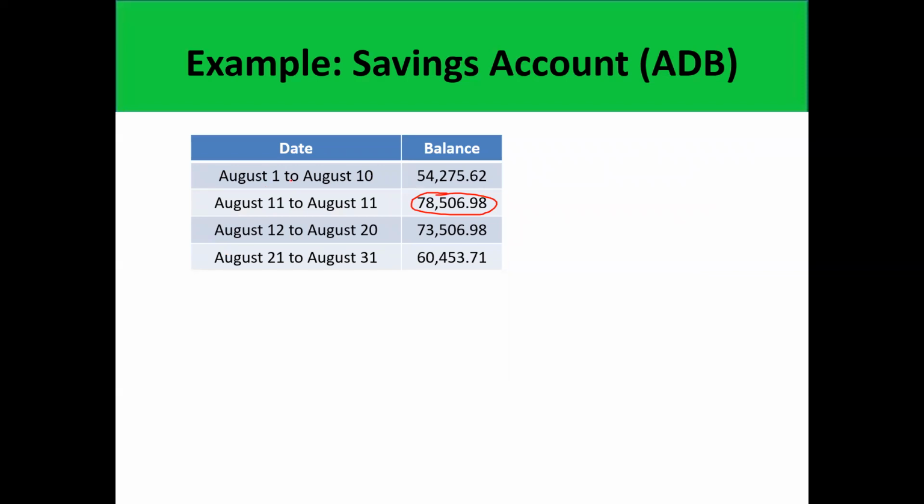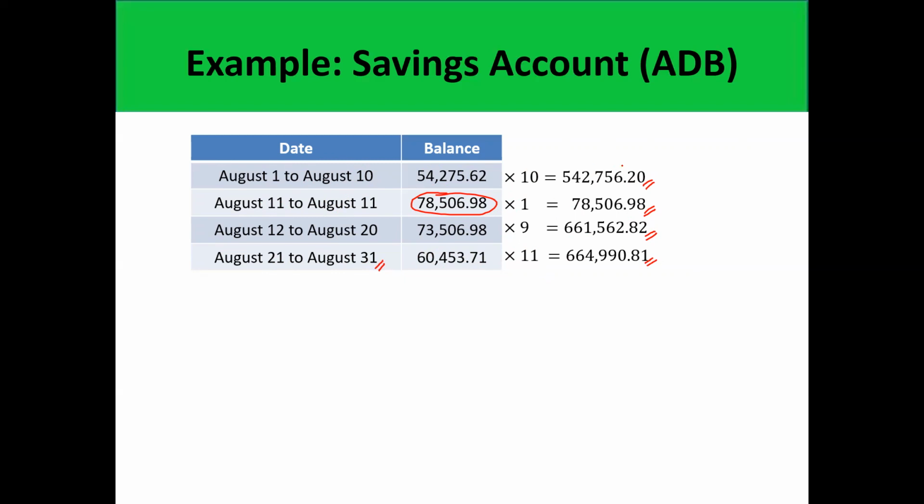So from August 1 to 10, starting from 1 and counting up to 10, there are 10 days. So we have to multiply the balance by 10, and we get this value. And then for the second row, since this is only 1 day, we multiply the balance by 1, and we get this value. And then in the third row, the number of days from August 12 to August 20 is 9 days. So we have to multiply the balance by 9, and we get this. And then from August 21 up to the end of August, the balance stayed at 60,000 plus, and that is 11 days. So we have to multiply this by 11, and we get this amount.